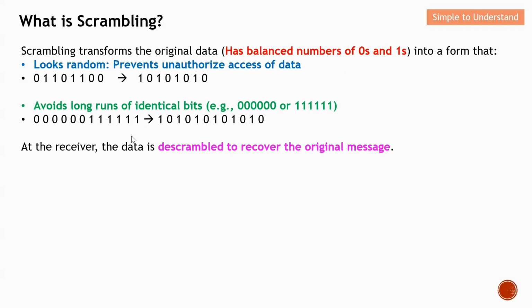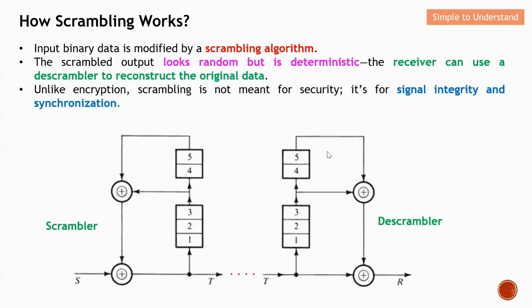Remember also that descrambling happens at the receiver, and the data will be recovered back to the original message. Next, I'm going to quickly explain how scrambling actually works.